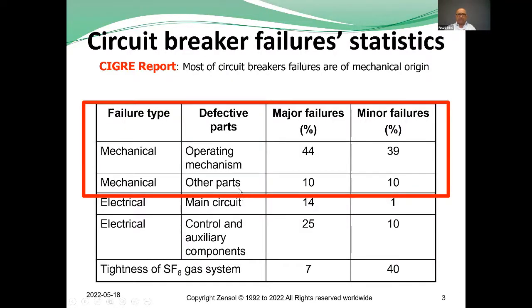In fact, the circuit breaker failure statistics can show that most circuit breaker failures are of mechanical origin. And if you look at the failure type, the mechanical, the defective part is in general the operating mechanism, and the report shows that close to 44% major failures have occurred, and 39%, and for other parts it's around 10%. So if you take the total of this, more than 50% of the failures are of mechanical origin.